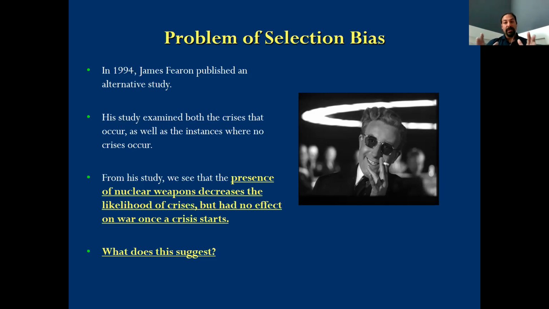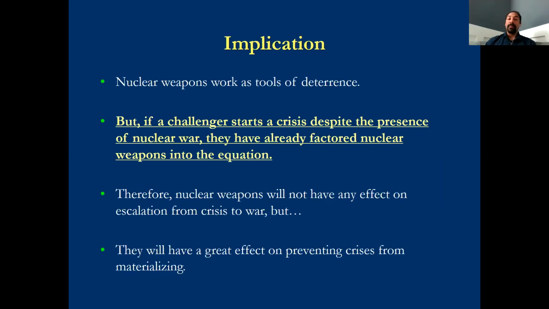But that's where theory is really important. If we only look at the cases where we see nuclear crises, we create problems known as selection bias. But this is really important in trying to understand the problem. Nuclear weapons can work as a tool of deterrence, but if a challenger starts a crisis despite the presence of nuclear weapons, they've already factored in those nuclear weapons and they don't care, right? And so therefore nuclear weapons don't have any effect on escalation from crisis to war, but they do have a great effect on preventing crises from materializing.